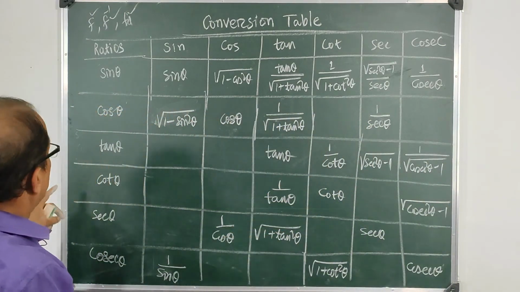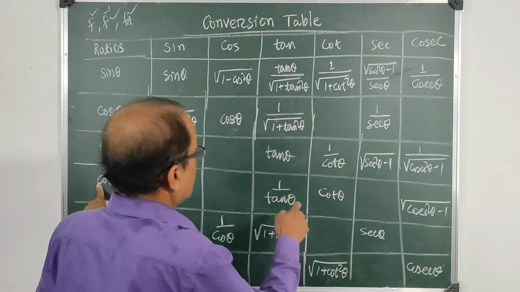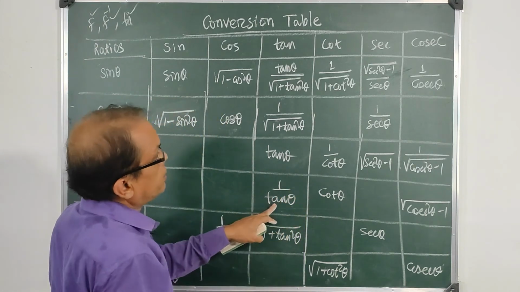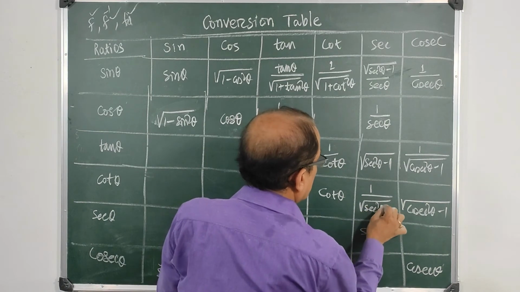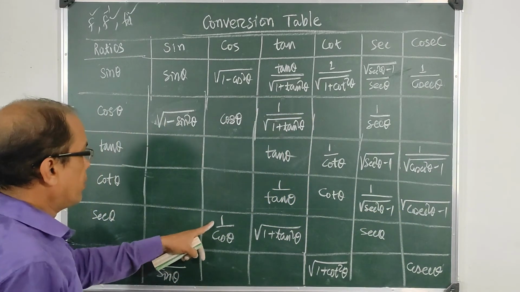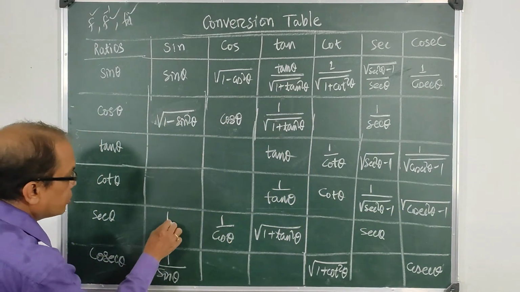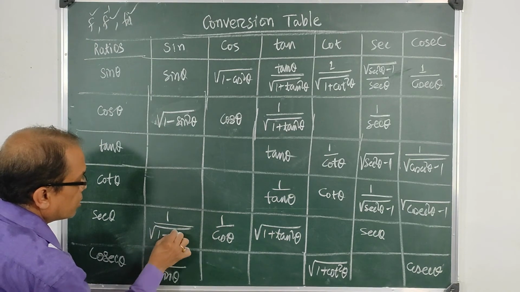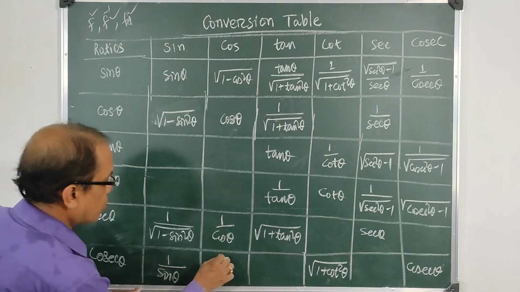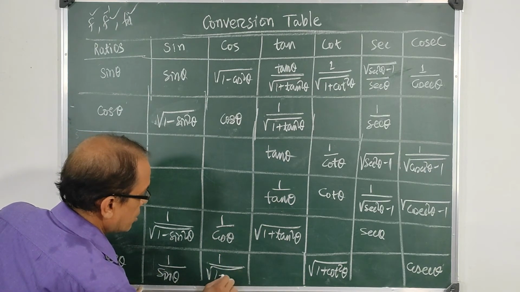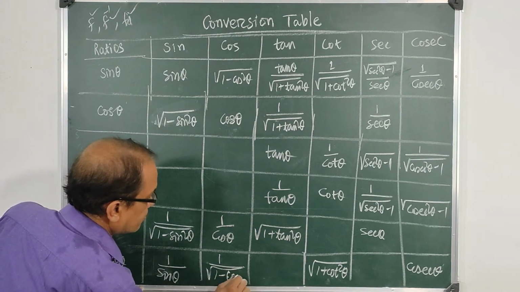And similarly, cot theta is 1 by tan theta, tan is related to sec, so here it will be 1 by root over sec square theta minus 1. Then comes 1 by cos theta, that is related to sin, so this will be 1 by root over 1 minus sin square theta. And here in cosec it is 1 by sin theta, so here we shall find root over 1 minus sin square theta, 1 minus cos square theta.